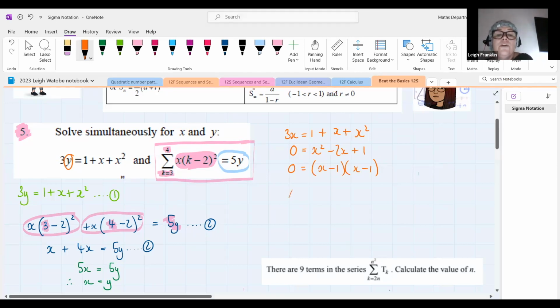Okay, so what we should have worked out is that x is 1. And if x equals y, that means that y will be equal to 1 as well. Okay, any questions? No questions, we're all good.